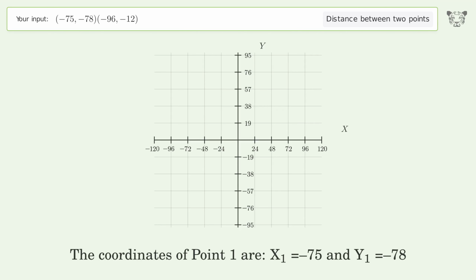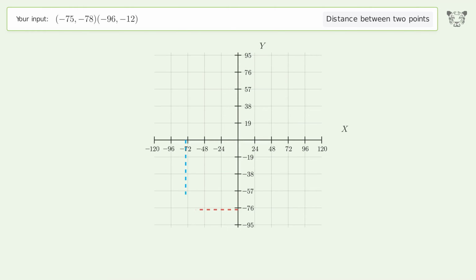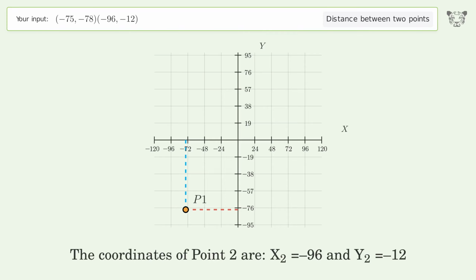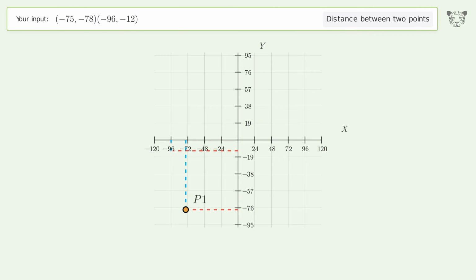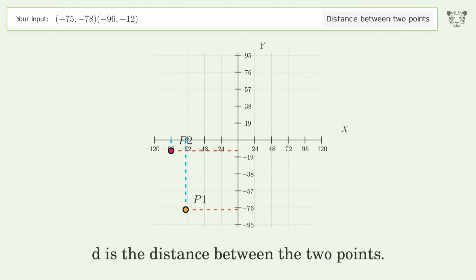The coordinates of point 1 are, x1 equals -75 and y1 equals -78. The coordinates of point 2 are, x2 equals -96 and y2 equals -12. D is the distance between the 2 points.